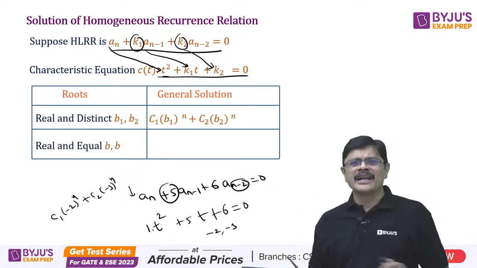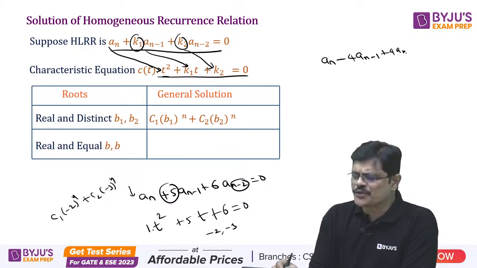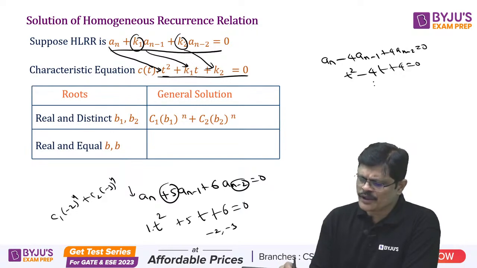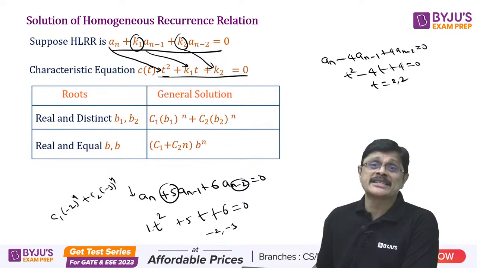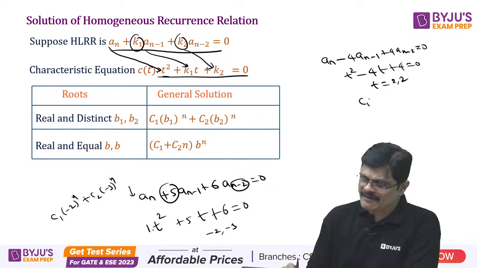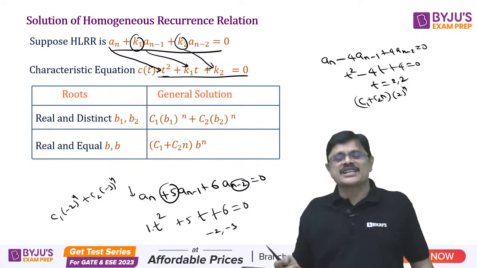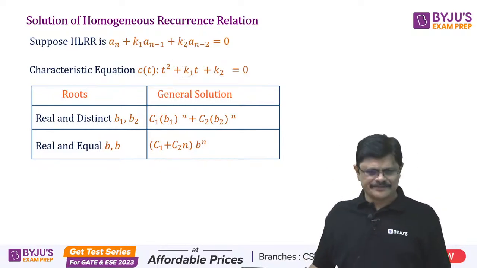Suppose the roots are real and equal. For example, if you have a problem like a n minus 4a n minus 1 plus 4a n minus 2 is equal to 0, then the characteristic equation is t square minus 4t plus 4 is equal to 0. The roots would be 2 and 2, my dear friends. In this particular case, the general solution is given by c1 plus c2 n into b power n. That is, c1 plus c2 n into 2 power n will be the solution, my dear friends. Of course, the same idea can be extended and generalized for a third order recurrence relation also, my dear friends.